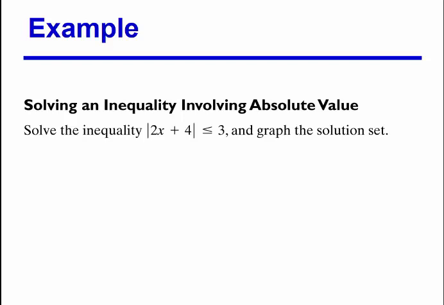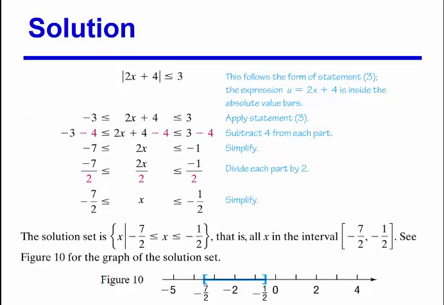So let's solve this inequality that involves absolute value. We have the absolute value of 2x plus 4 is less than or equal to 3, and then we're going to go ahead and graph the solution set. Using the theorem from before, we get rid of the absolute value symbols, and then we have -3 is less than or equal to 2x plus 4 less than or equal to 3. This is similar to what we did with the equations where we have the positive and the negative.